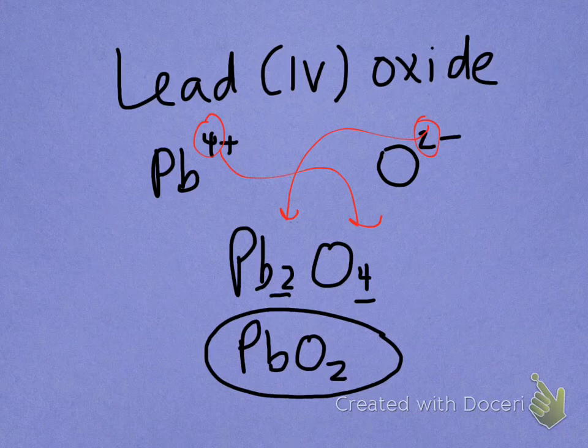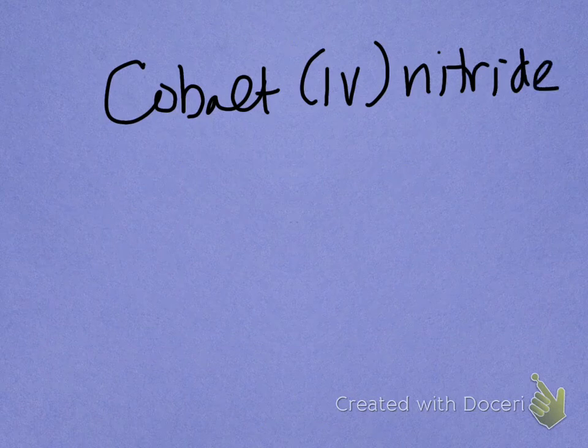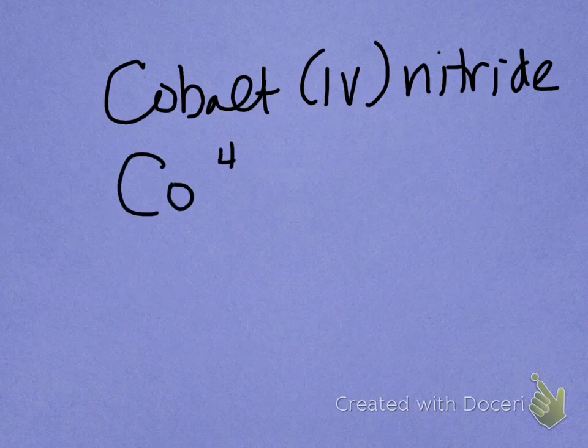Let's do something crazy. I don't even know if this compound exists in the world. Let's do cobalt 4 nitride. So, what's the cobalt 4 ion? You've got your cheat sheet. Co4 plus. And all of the D block stuff, actually everything you need is found on the back of that sheet right now. So we've got Co4 plus.